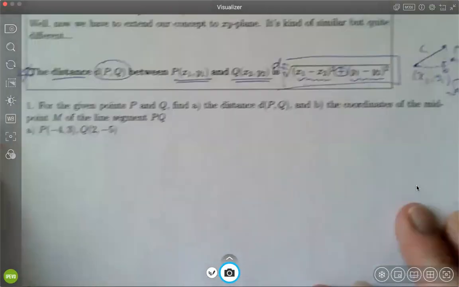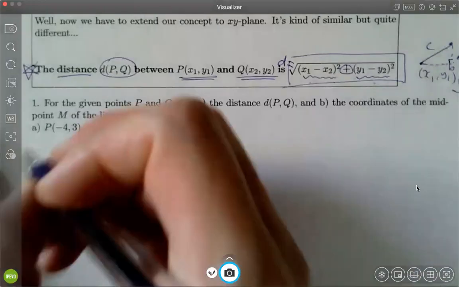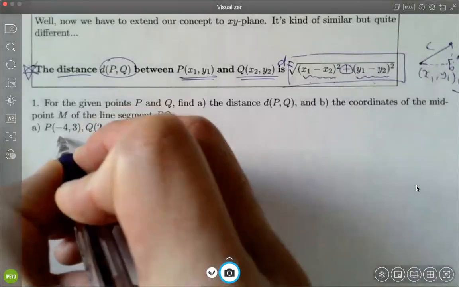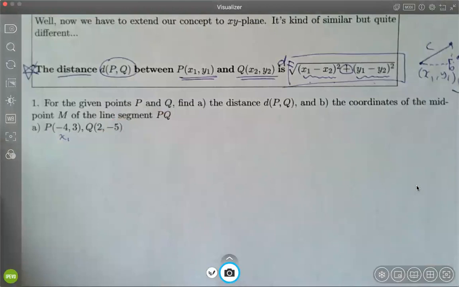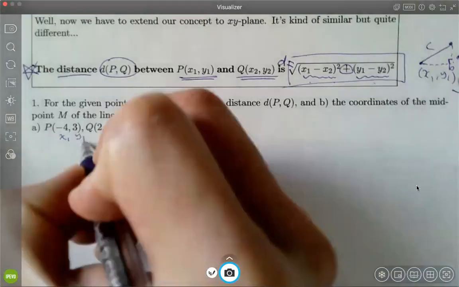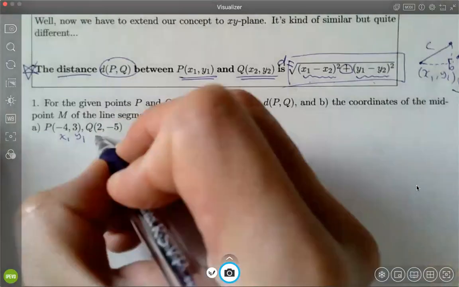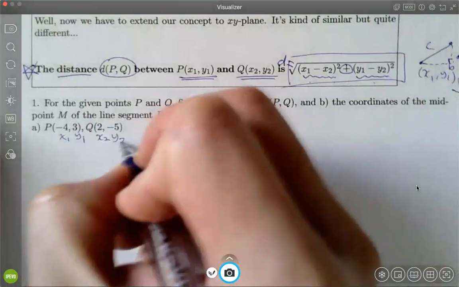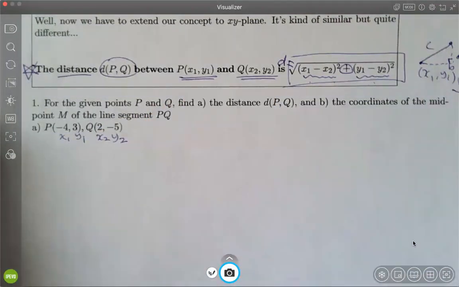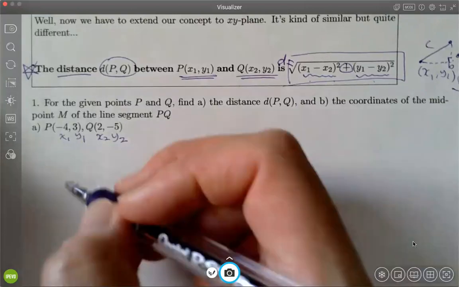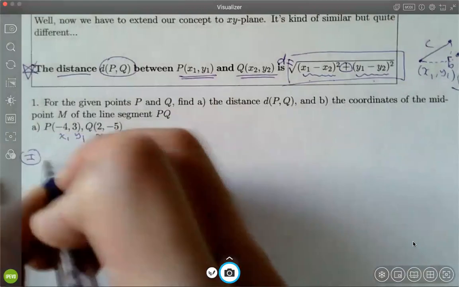So here, let's see, what is x1? So that can be x1, right? And y1 is equal to 3. And then that's x2 and that's y2, right? Make sense? Okay, so now let's do the easier thing first, the midpoint.